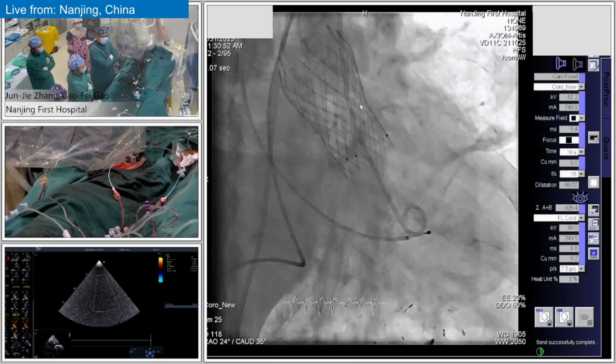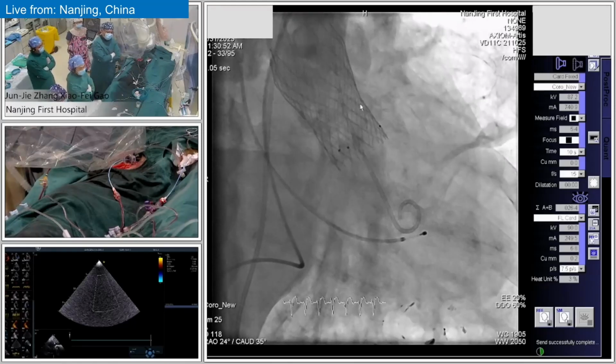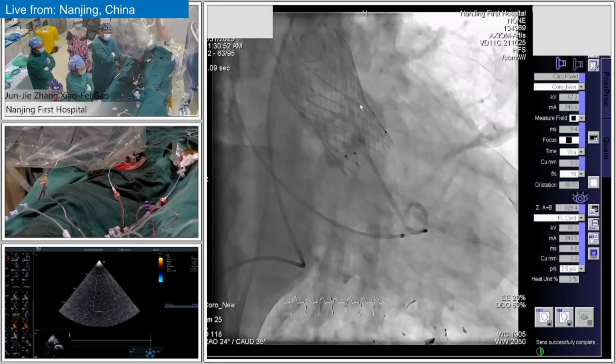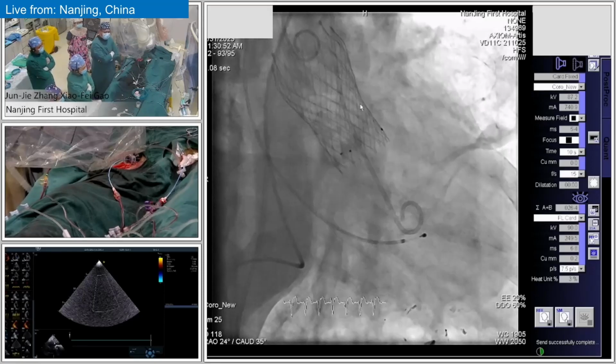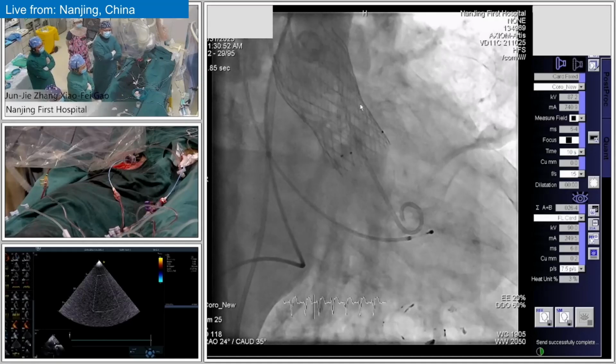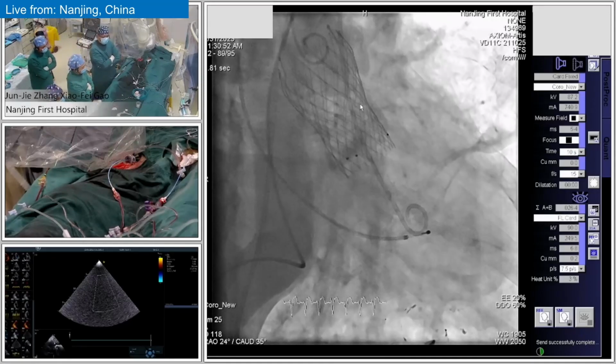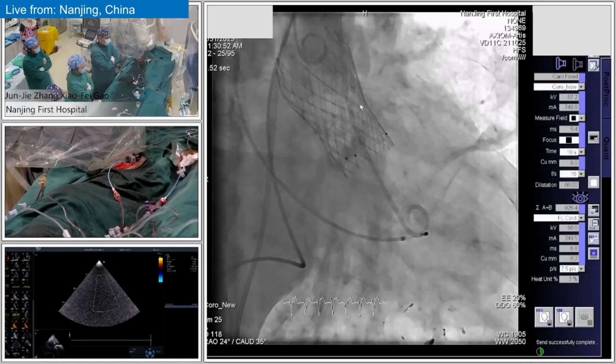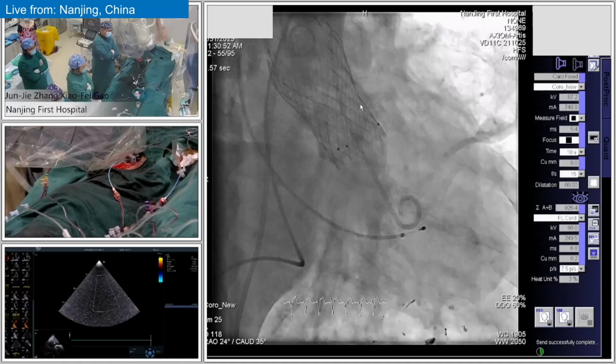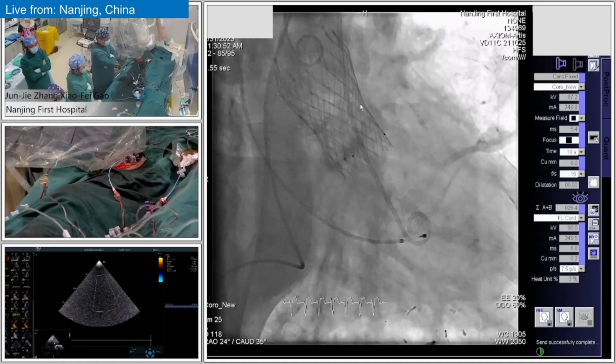So that's all. Thanks for your attention. Today we did a good live demonstration of the TAVI procedure for severe calcification BAV stenosis cases. Thank you.